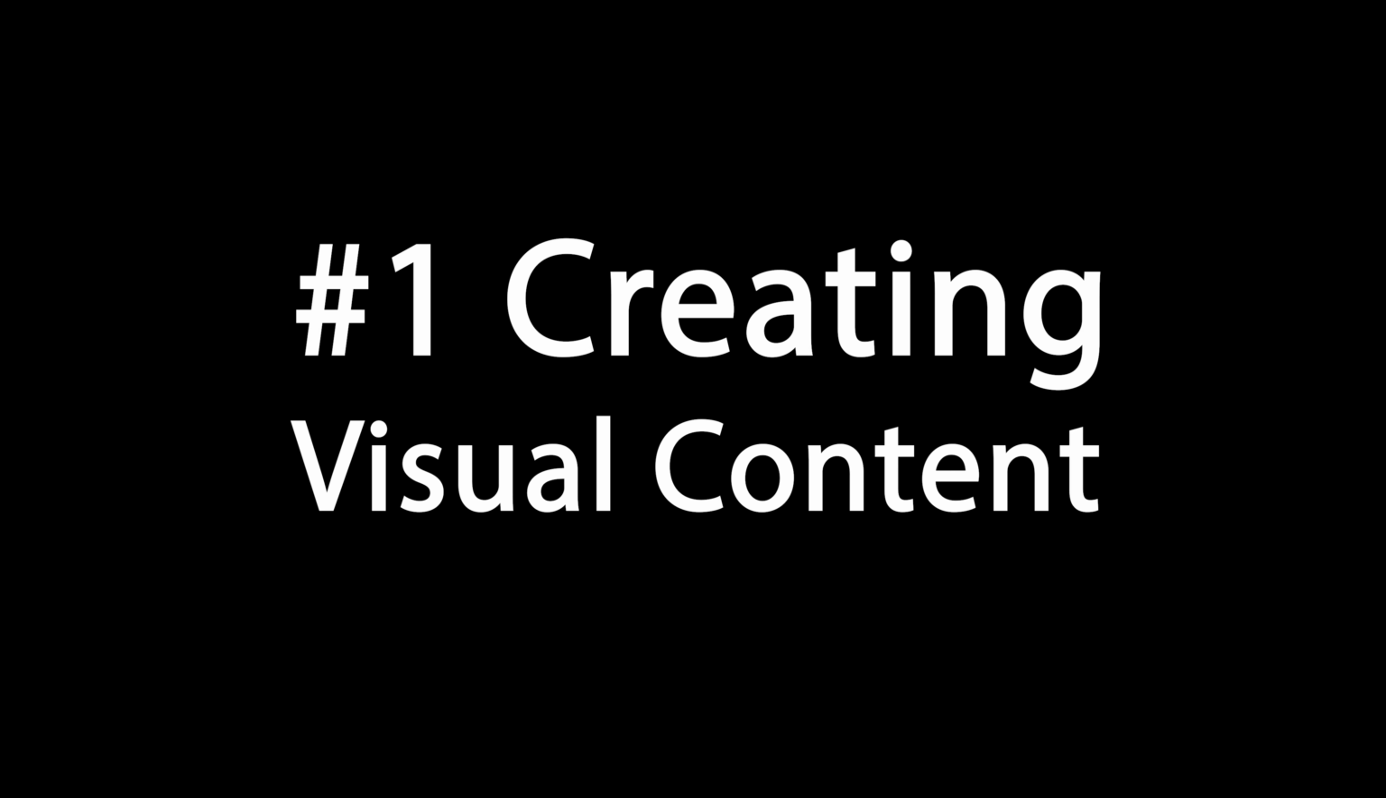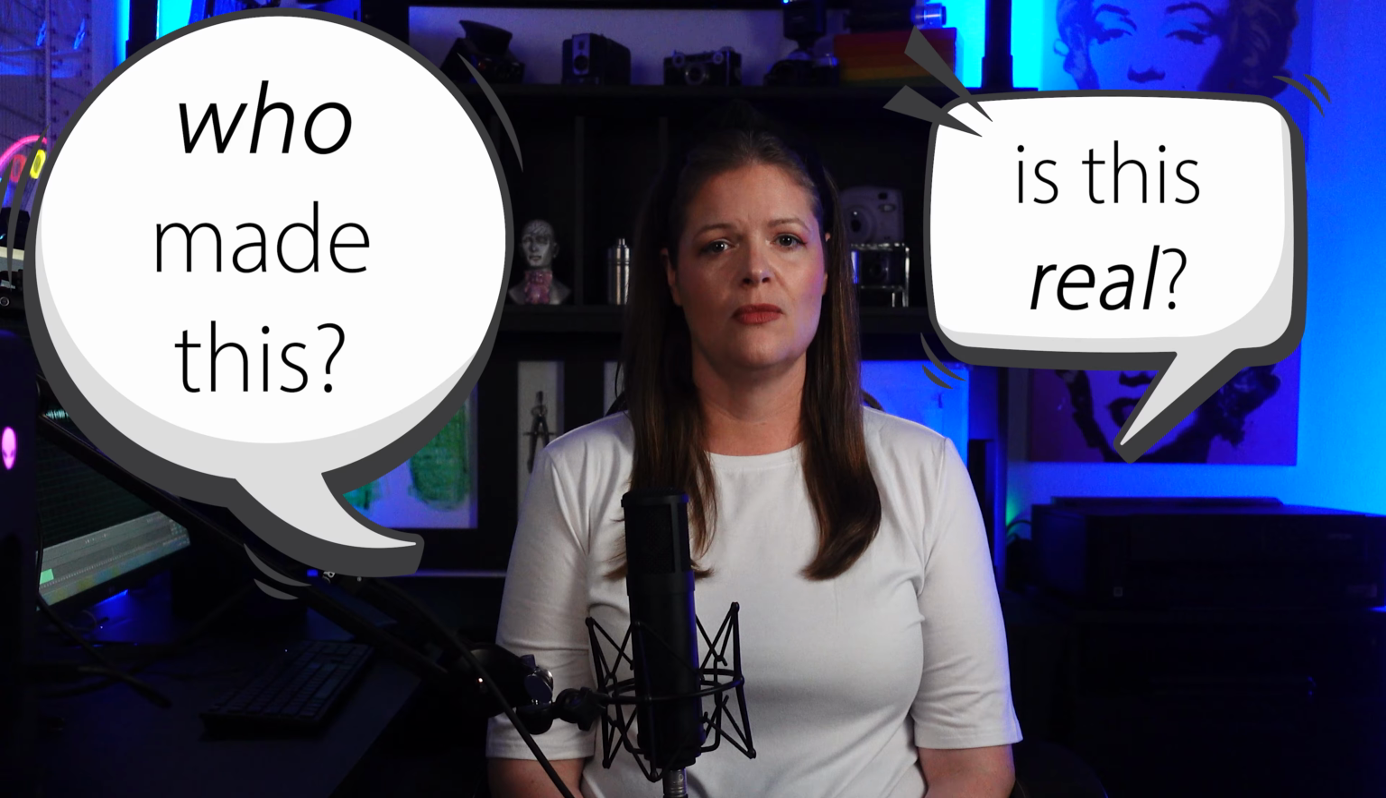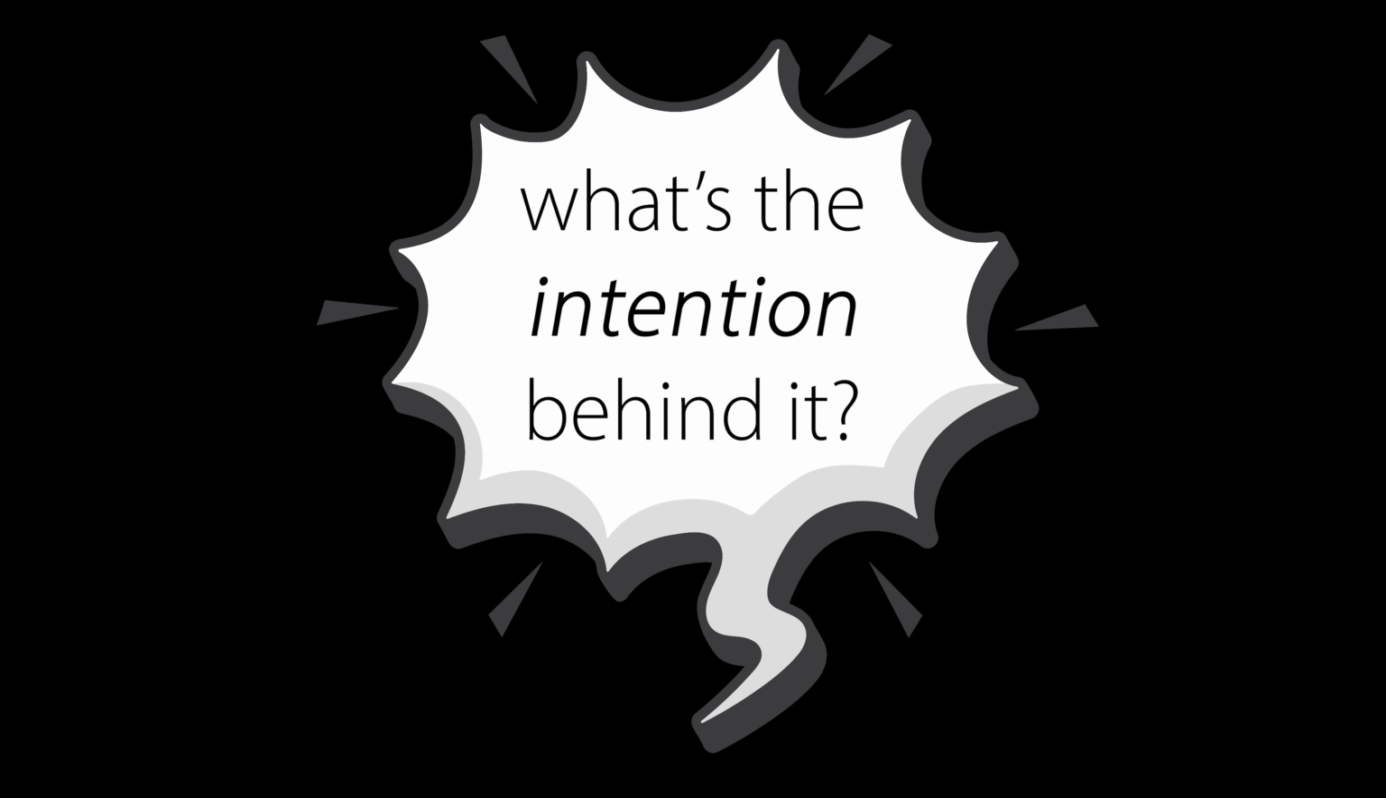Digital visual literacy isn't just about making cool images. It's about three key abilities: creating visual content, designing images, videos, graphics, or digital artwork that clearly communicate ideas; interpreting visual information, understanding what images mean, including hidden messages, bias, and manipulation; evaluating visual media, asking critical questions like, is this real? Who made this? What's the intention behind it?